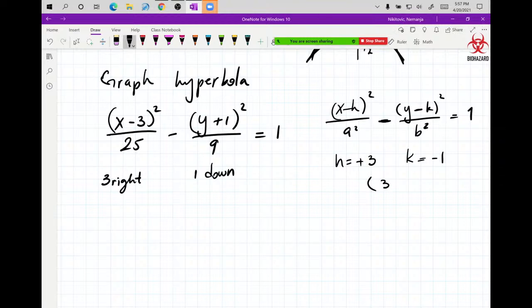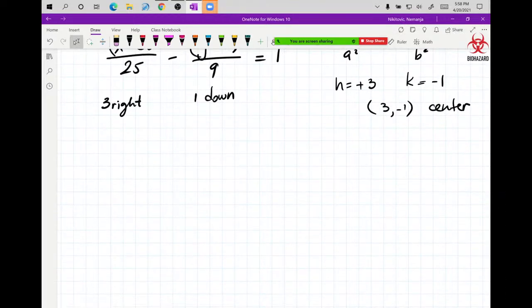So you have 3, negative 1 as the center. If your old center was at 0, 0, you are supposed to go 3 units to the right, 1 unit down. And that would be the center. So we're going to draw our coordinate system first.